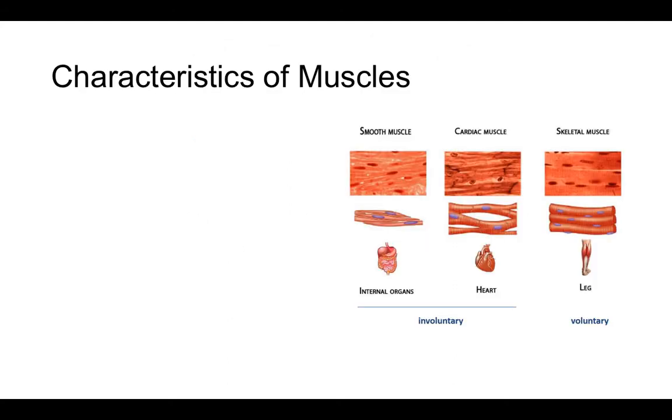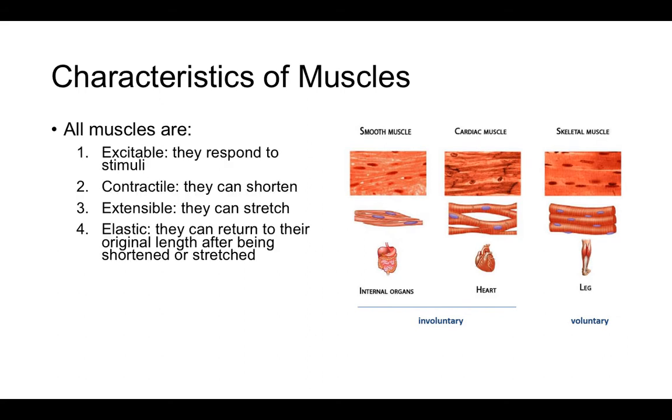All right, so let's talk about the different characteristics of muscles and muscle cells. All muscles have four main things. They are excitable, they are contractile, they are extensible, and they are elastic. They are excitable because they respond to stimuli, external and internal. They are contractile, meaning the muscle cell can actually shorten. They are extensible, meaning that they can stretch. And they are elastic in that they always return to their normal size.